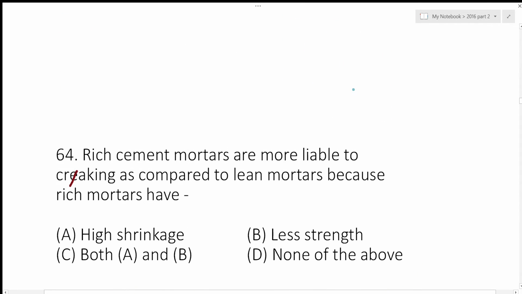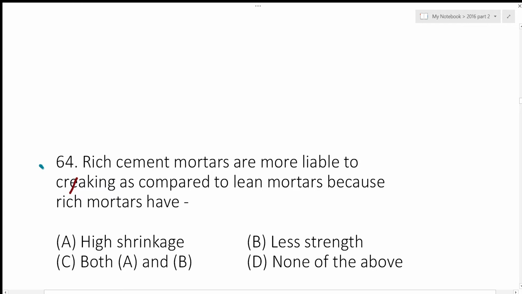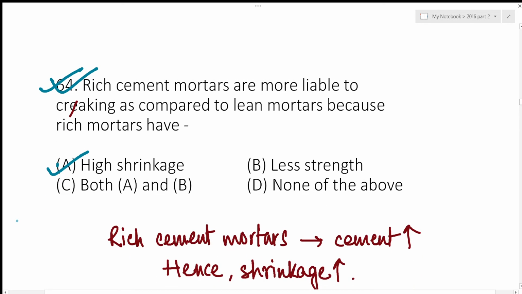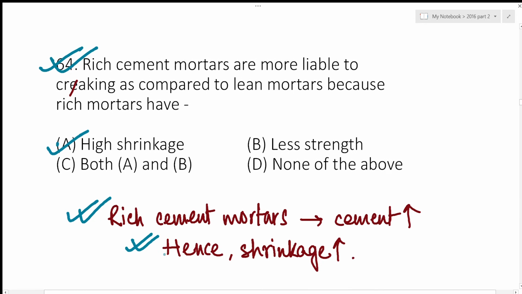The next question, rich mortars are more liable to cracking as compared to lean mortars because rich mortars have A, high shrinkage, B, less strength, C, both A and B, and D is none of the above. The answer would be high shrinkage because rich mortars do not have less strength, they have high strength. Why does high shrinkage occur? Now rich cement mortars, they have a high cement content, hence the shrinkage is more.